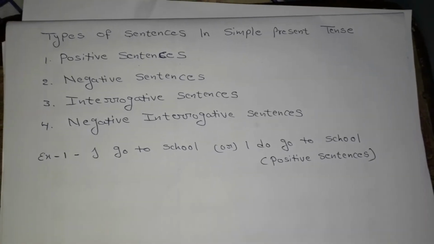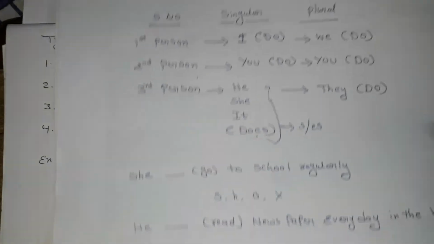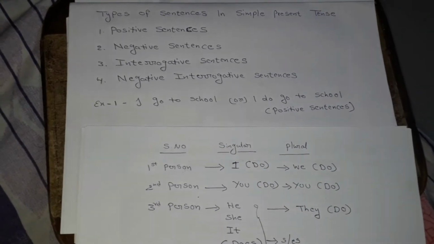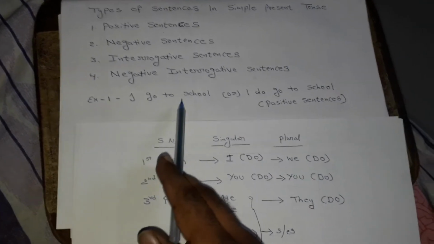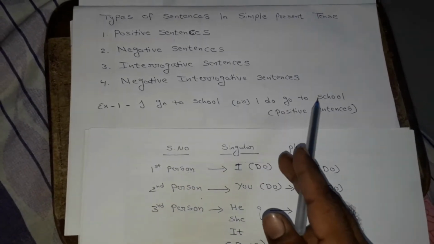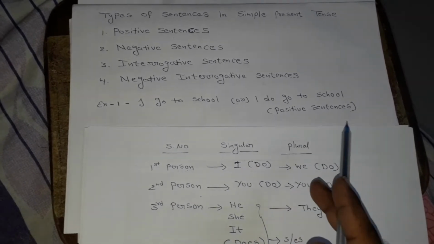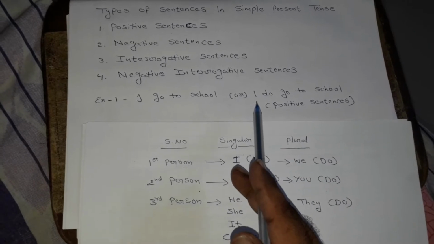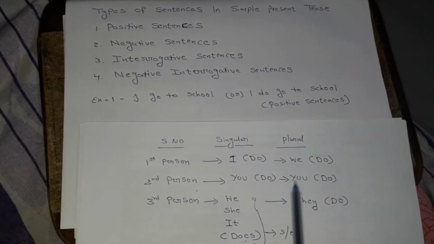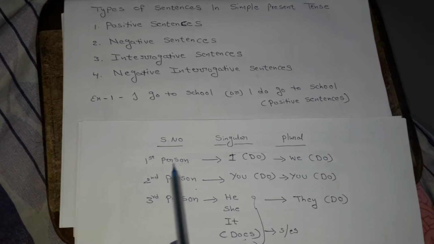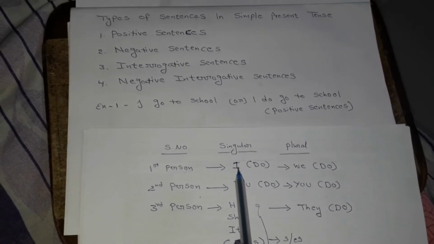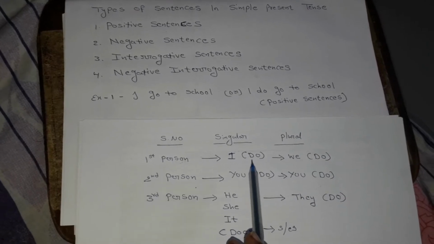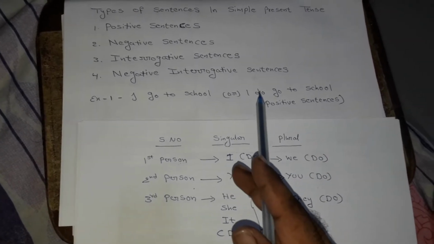When we observe the table of simple present tense, "I" is the first person singular. When the subject is in first person singular, we should take "do" after the subject "I".